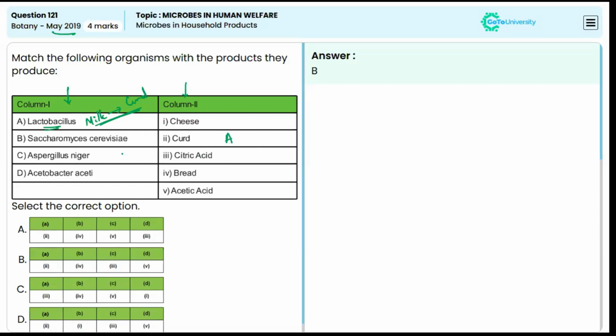Now, second is Saccharomyces cerevisiae, that is yeast, which helps in bread making. That is carrying out ethanol fermentation, which produces ethanol and carbon dioxide, isn't it? Aspergillus niger produces citric acid. And Acetobacter aceti is responsible for, the name itself is there, aceti, that is acetic acid. It is vinegar production. So cheese is not matching to any one among them. So here the answer is option B.